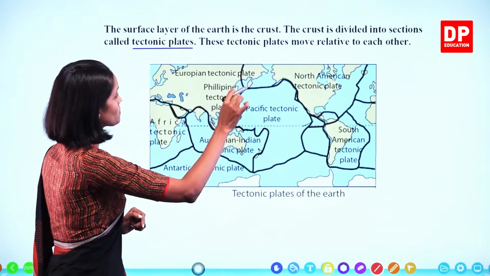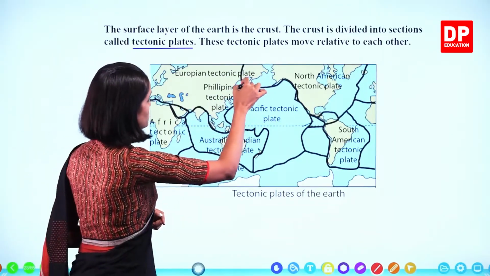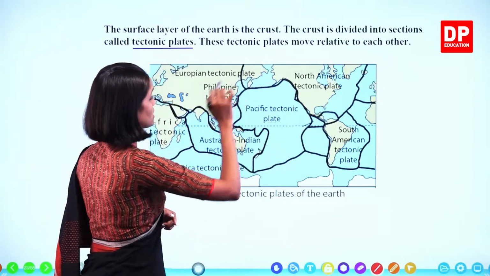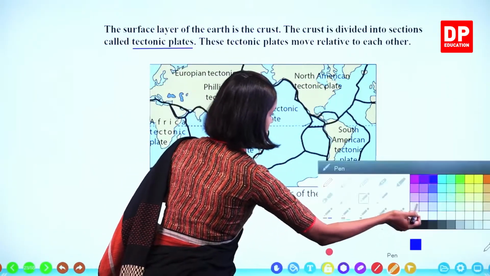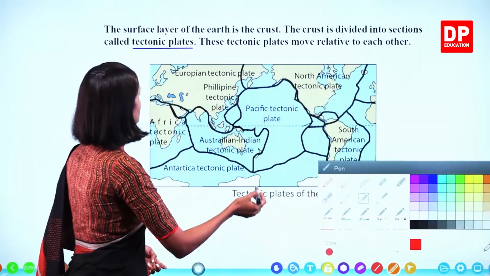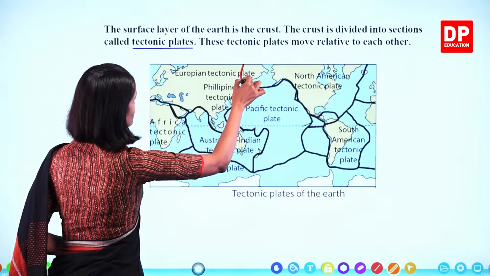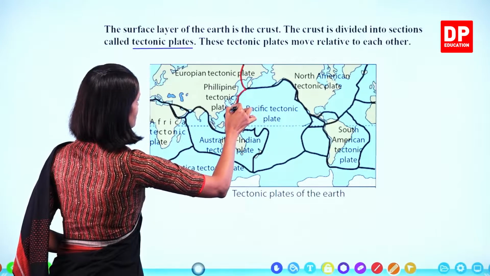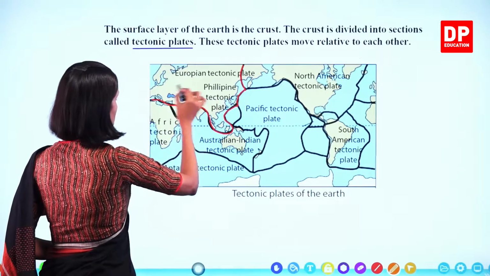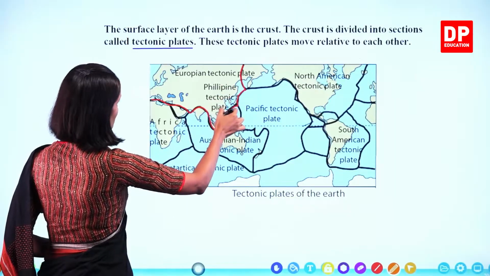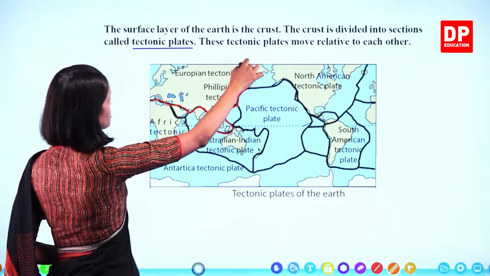Right? These tectonic plates move relative to each other. So look at this picture. Now this picture shows the tectonic plates. Look at this picture, children. We'll take a different color. Okay. So look at these black color lines. I'm going to draw on one of these lines here. Right? Here, the name given is Philippine Tectonic Plate. Right? The upper part is given as European Tectonic Plate.